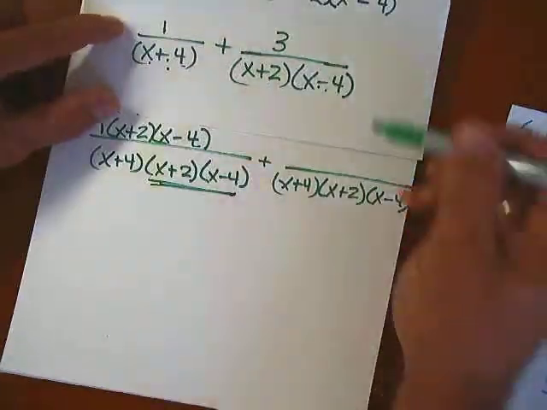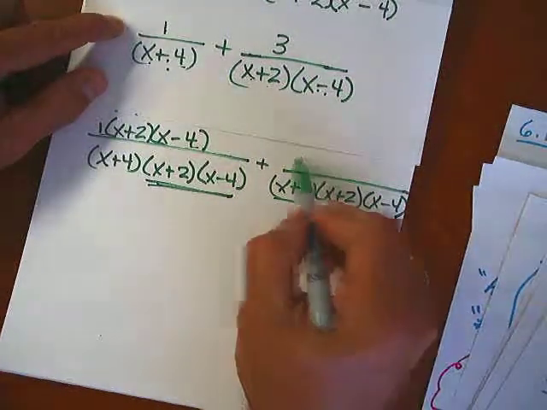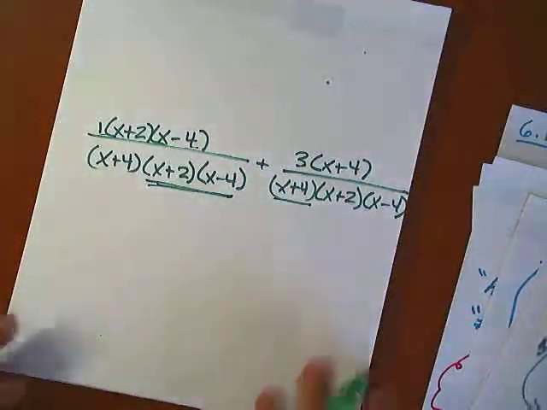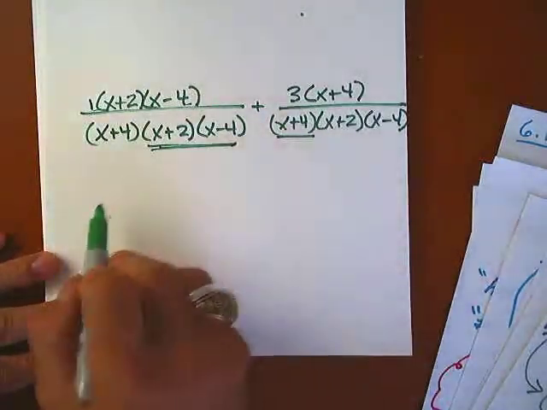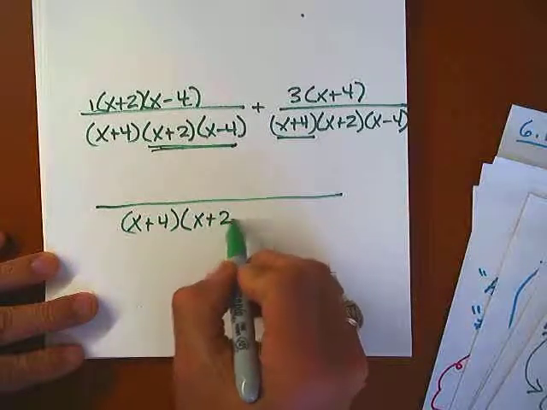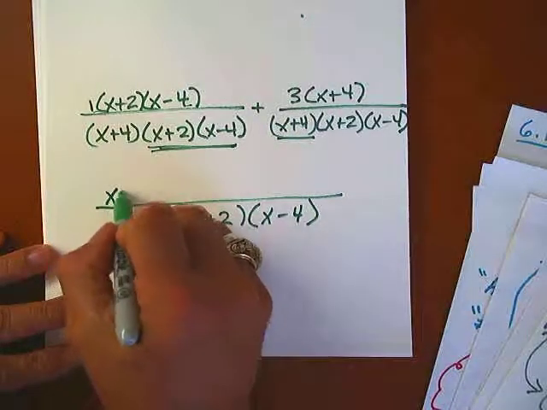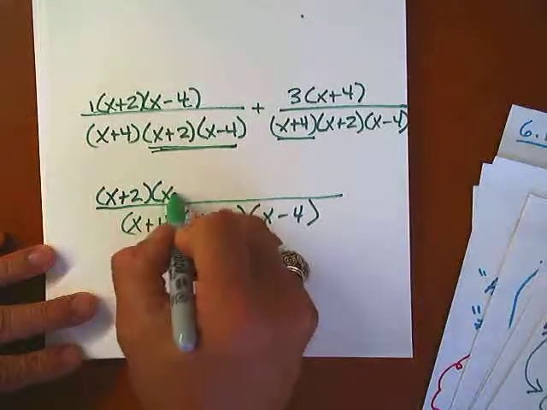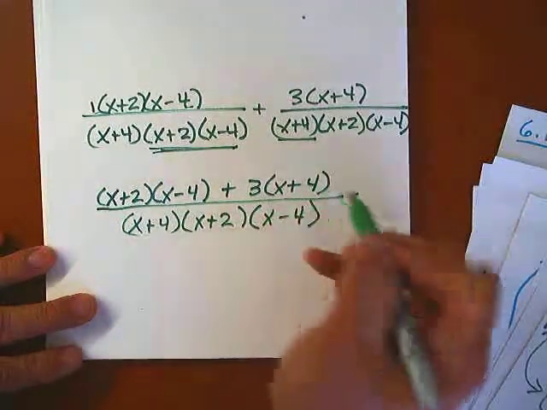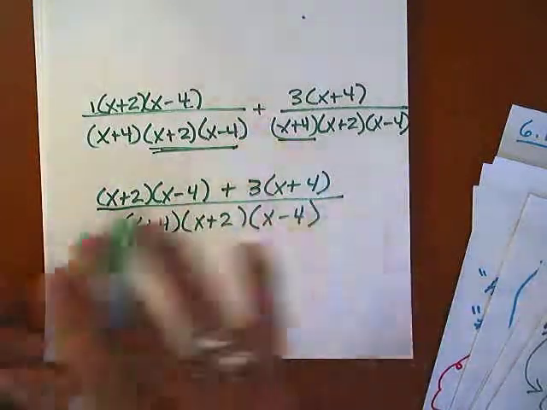How many times will x plus 4 go into this? That many times. So that would be 1 times x plus 2 times x minus 4. Now, I'm not writing my arrows here like I was before, okay? Because it'll make it all messy and I didn't want to do that. But you're doing the same thing. X plus 4 will go into this many times. This times 1 is this. How many times will this go into this many times? 3 times x plus 4.